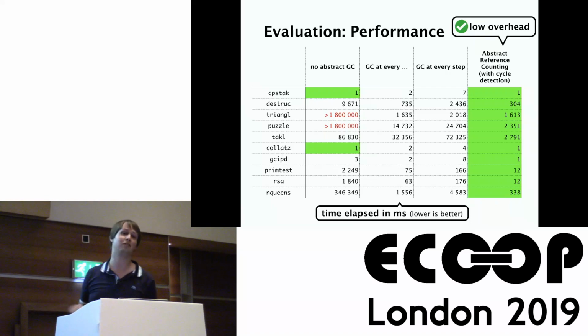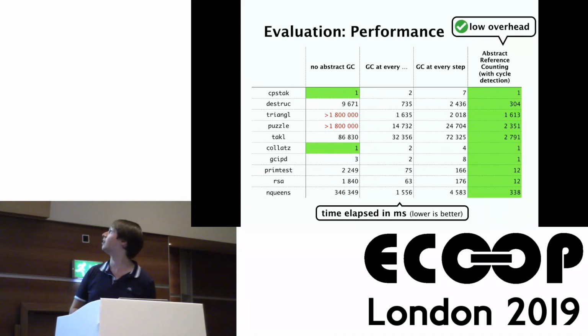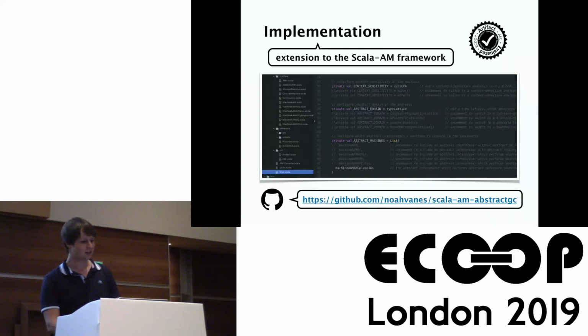And if we look at the one that applies garbage collection at every step, so the one that has the same optimal precision, then we often see a performance improvement of an order of magnitude. So not only do we achieve that optimal precision, but we also outperform the other configurations here in terms of performance.